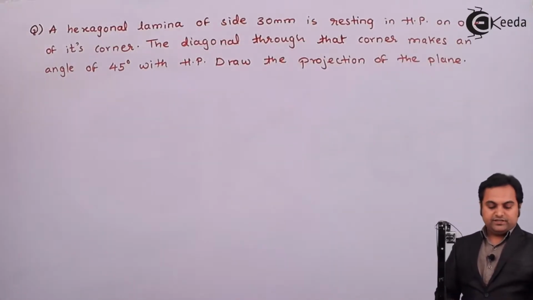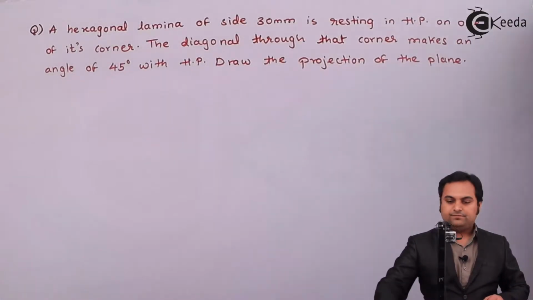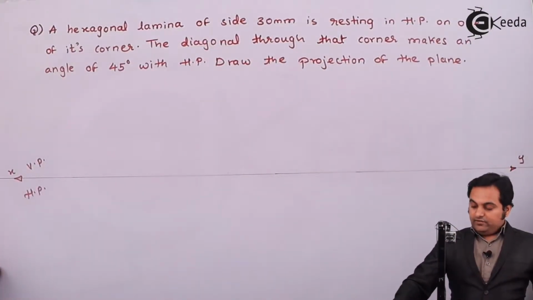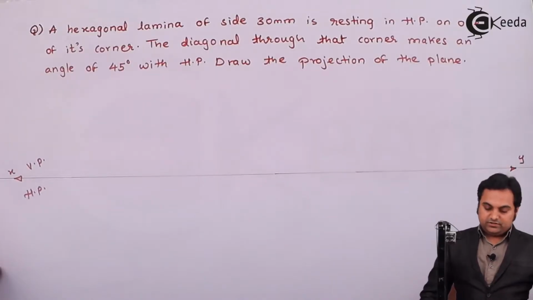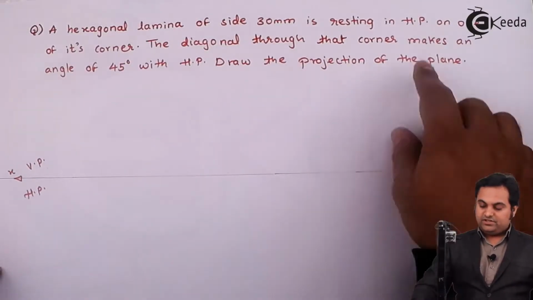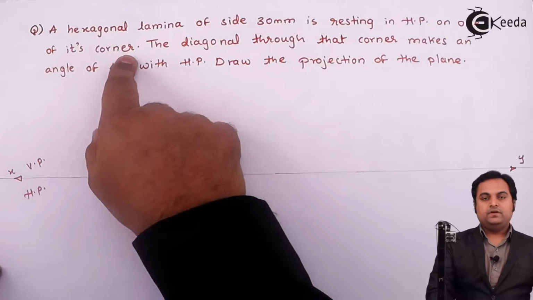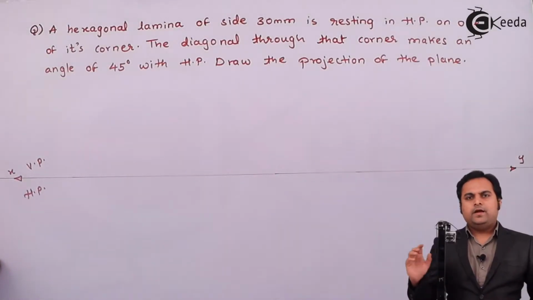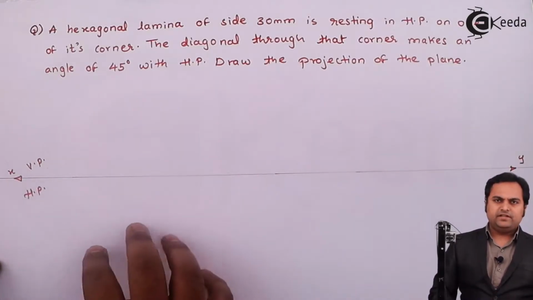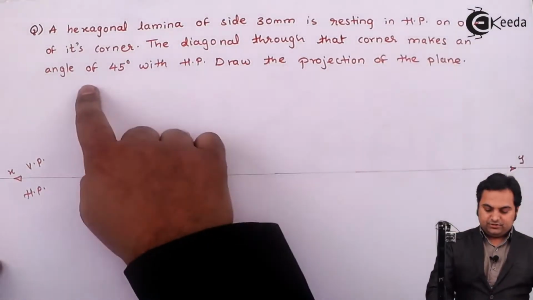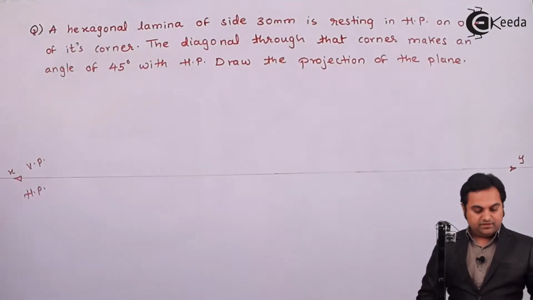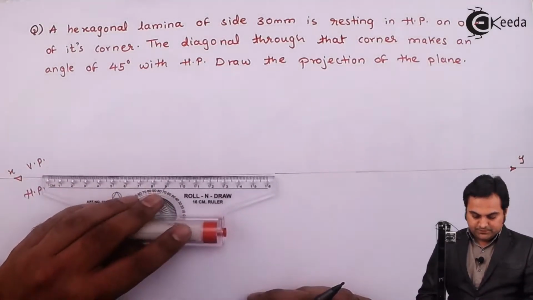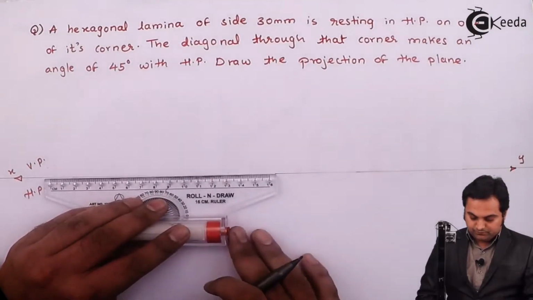Now first, I'll draw the XY line and explain the initial condition. XY line, VP, HP. Now the condition is given: hexagonal lamina of side 30 mm is resting in HP on one of its corner. See, if it is resting either on one of the corner or side, it means the entire plane will be in HP. So it is resting on the corner and the side is 30 mm. Now I'll draw that hexagonal lamina in HP that is visible in the top view.